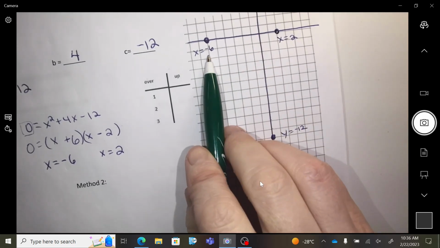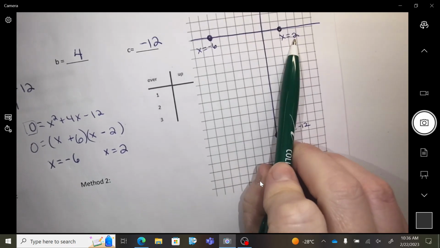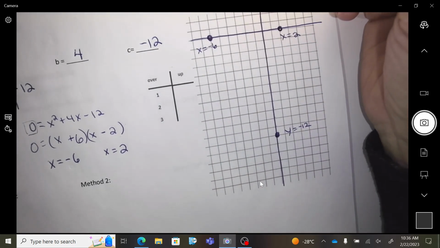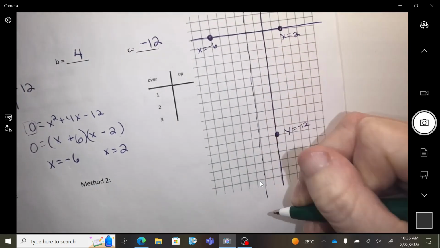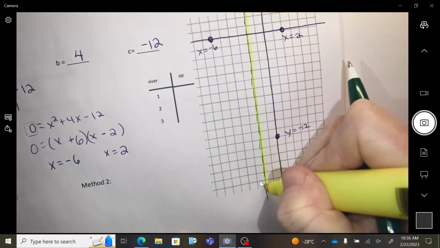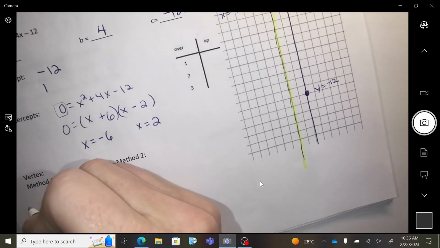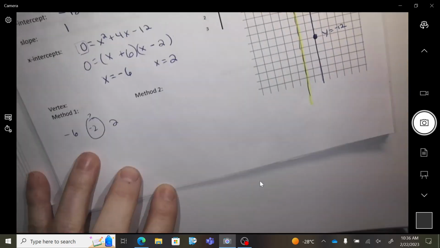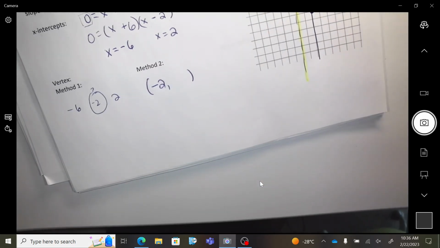So if you want, you could just add them together and divide by 2, because that's how you do an average. So what's this plus this divided by 2? Negative 2. Do you see it visually? Negative 2 would slice this thing in half. Okay, so that's what I picked. So the coordinate of the vertex is negative 2 comma what?